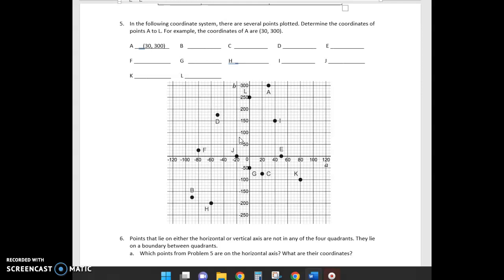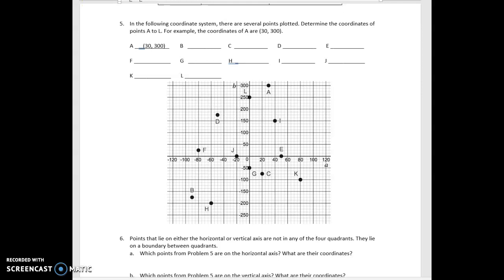So A has already been identified for us. F is over here. So we went negative 80, and then we went up. We have to figure out what this tick mark is. Well, it's halfway in between, so this must be 50. I'm sorry. All right, so we're looking at F here. So we have negative 80 because we're to the left, and then up, and it looks like up is halfway, so that's going to be 25.